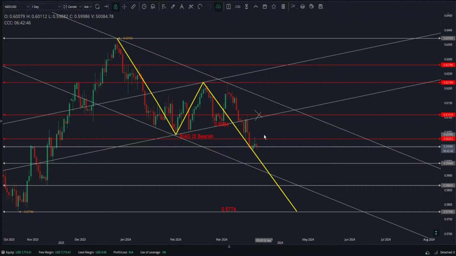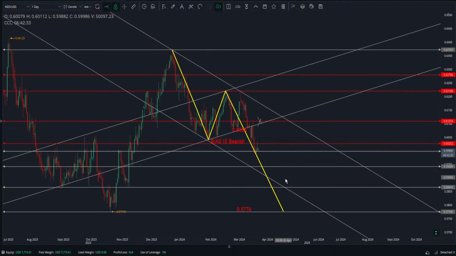I am expecting something like this, 0.6107 to act as a resistance rather than it going down from here. But even if it goes down from here, then the 0.65940 area will be support. The next support is 0.5864 and then the next one is 0.5774 in this market.